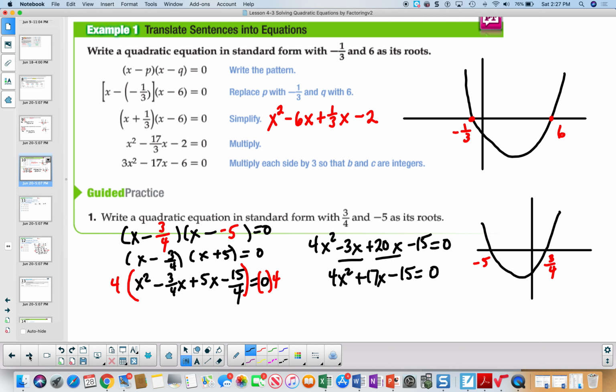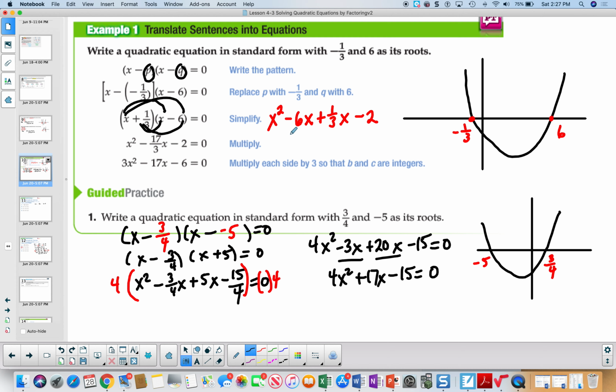Let's go ahead and take a look at something a little bit more complex. This time the roots are a fraction. One is a fraction and one is an integer. So again, we're just going to substitute our p and our q into the format. And when we do that, we're going to clean up a little bit, and we're going to distribute. We're going to multiply x times x, and then x times -6, and then 1/3 times x, and then 1/3 times -2 to get this.